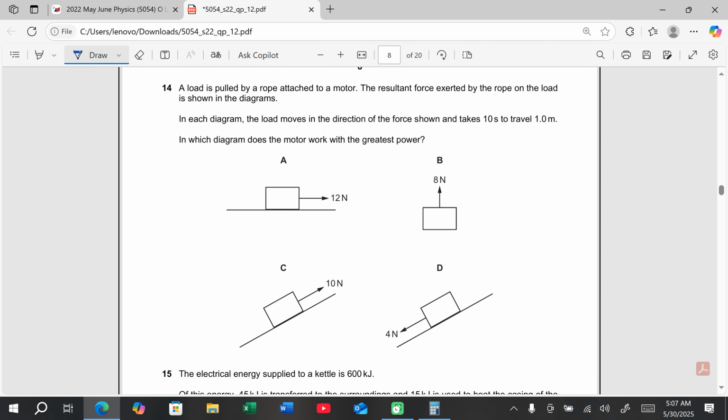A load is pulled by a rope attached to a motor. The resultant force exerted by the rope on the load is shown in the diagram. In each diagram, the load is moved in the direction of the force. It takes 10 seconds and travels 1 meter. In which diagram does the motor work with the greatest power?